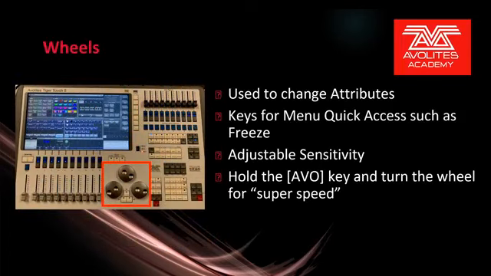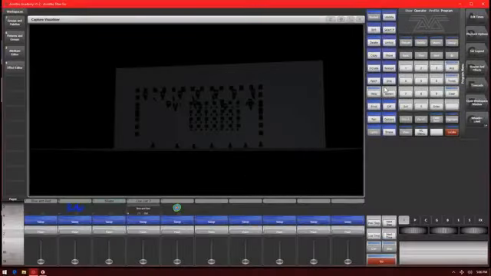Next, we have the wheels. These are used to change attributes. The keys next to them can be used for quick menu access for items such as freeze. They have adjustable sensitivity in the user settings, which we'll get to in one of these classes. Also, if you hold down the Avo key while turning the wheels, they go super speed, a nice way to have things handled quickly. If we take a look at our Titan One interface, the wheels are going to be down here in this area.